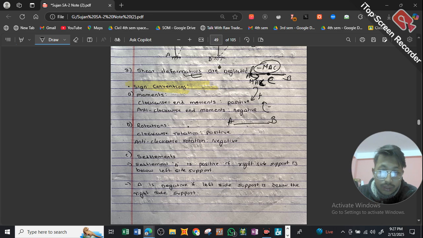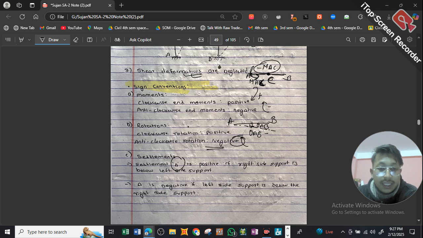So let's say I have a beam and let's say it gets rotated in such a way that it produces theta AB. So this is my rotation at A with respect to B. This is in clockwise direction, so it will be taken as positive. Meanwhile, anti-clockwise rotations will be taken as negative.